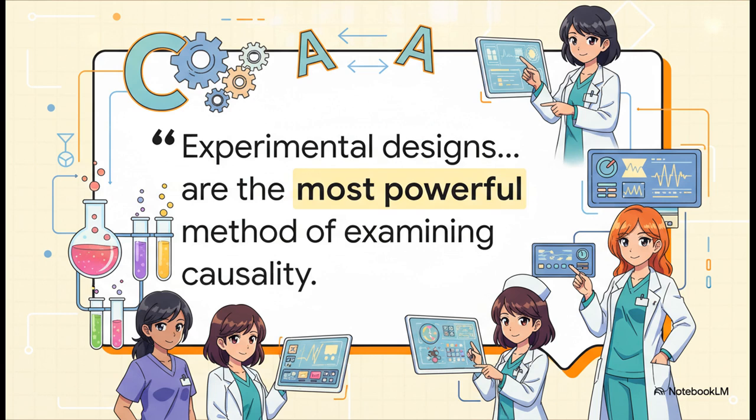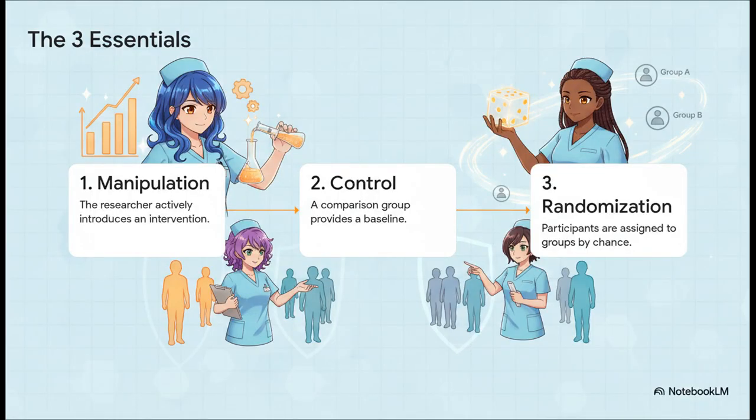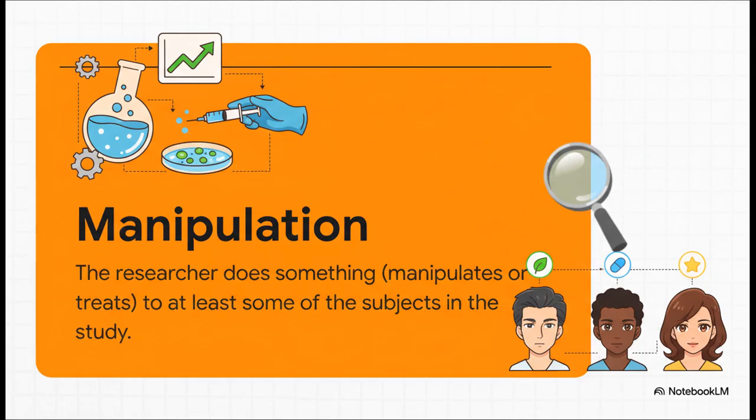It's all about control. So what's the magic formula here? What makes this gold standard so special? Well, it all boils down to 3 essential, non-negotiable ingredients. If a study is missing even one of these, then sorry, it's not a true experiment. Let's break them down. First up is manipulation.